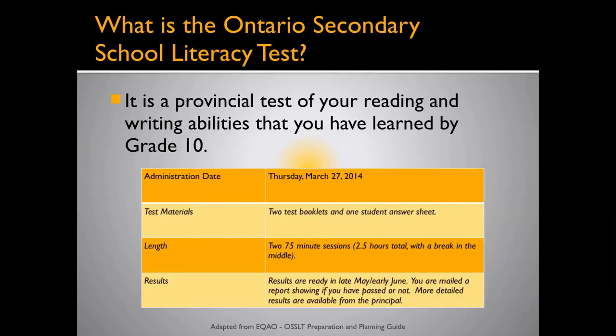You find out your results in late May and early June, and you're mailed a report showing if you have passed or not. And from there, more detailed results can be available from your principal, from Miss Keach, or Mr. Fisher, or even Mr. Cook. But typically you talk to Miss Keach, and she'd be able to give you more detailed results about your results from the test.